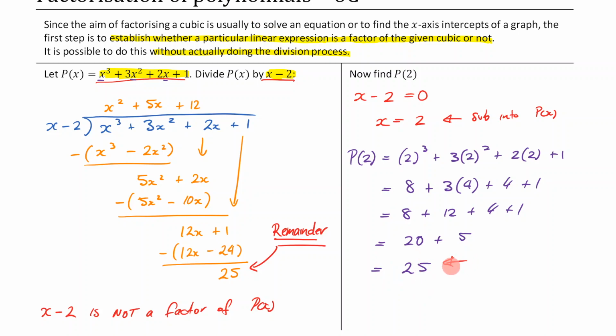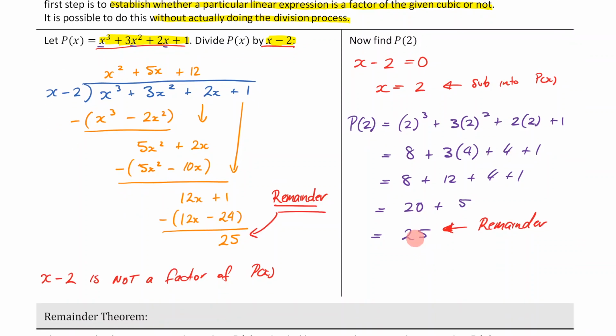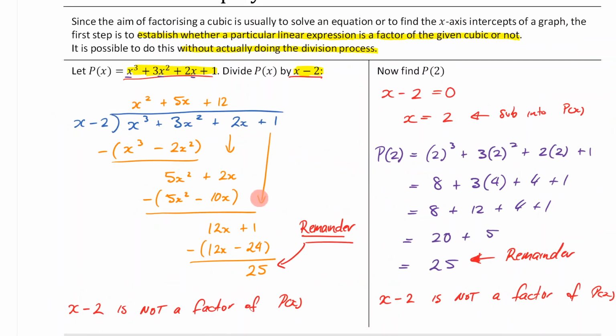This is our remainder. So by doing this process, by taking the divisor and setting it equal to 0 and solving it for x, and then subbing that into our polynomial, we have found the remainder. And therefore, we could immediately say that x minus 2 is not a factor of p of x. That's pretty amazing. That's far quicker and far simpler than doing polynomial long division.